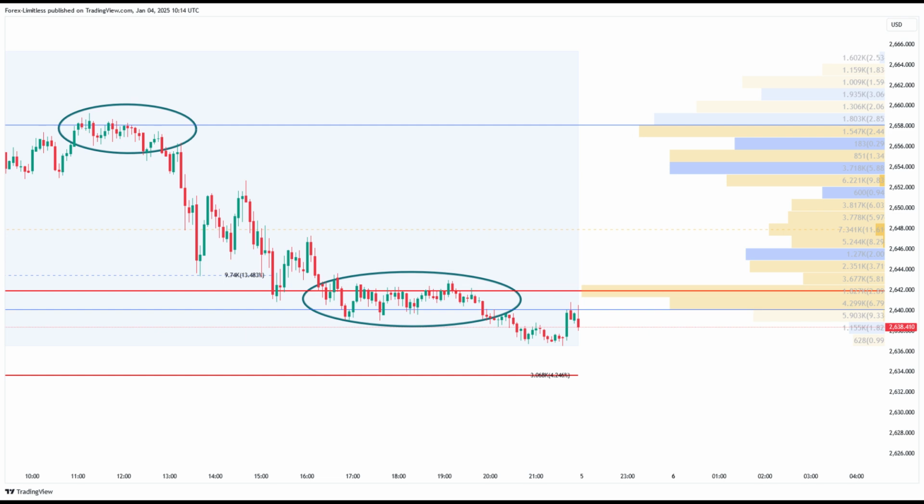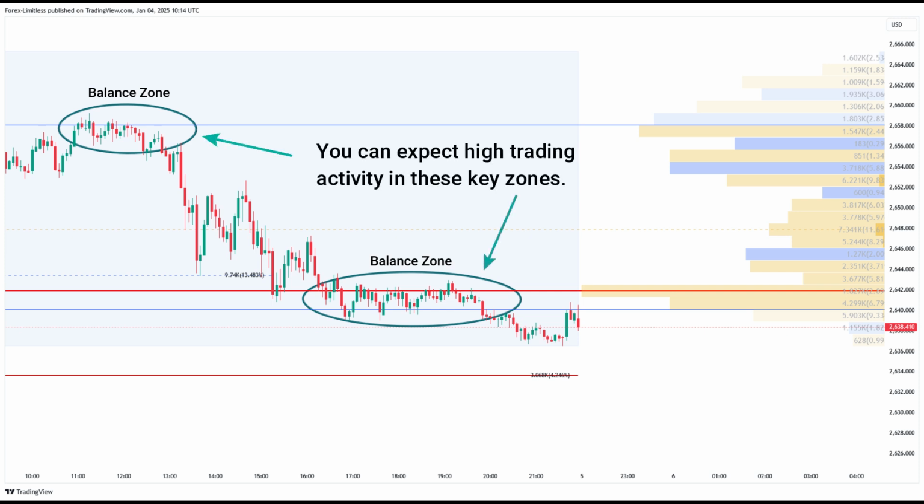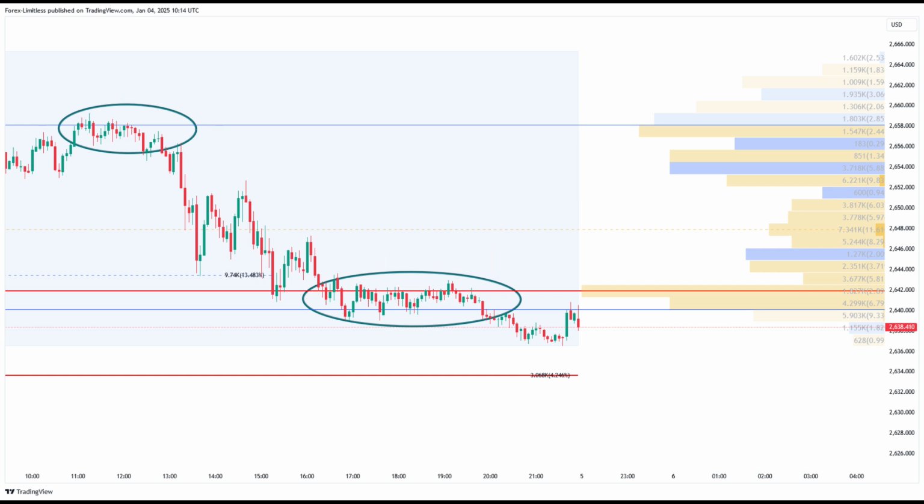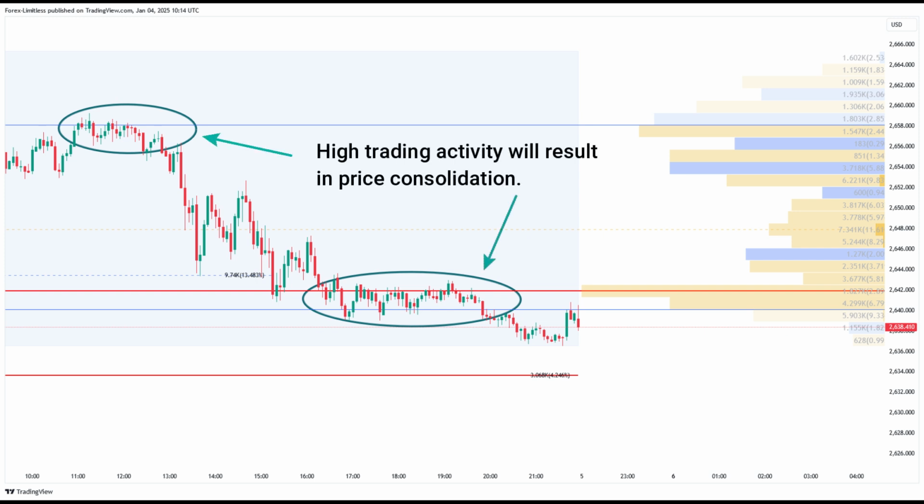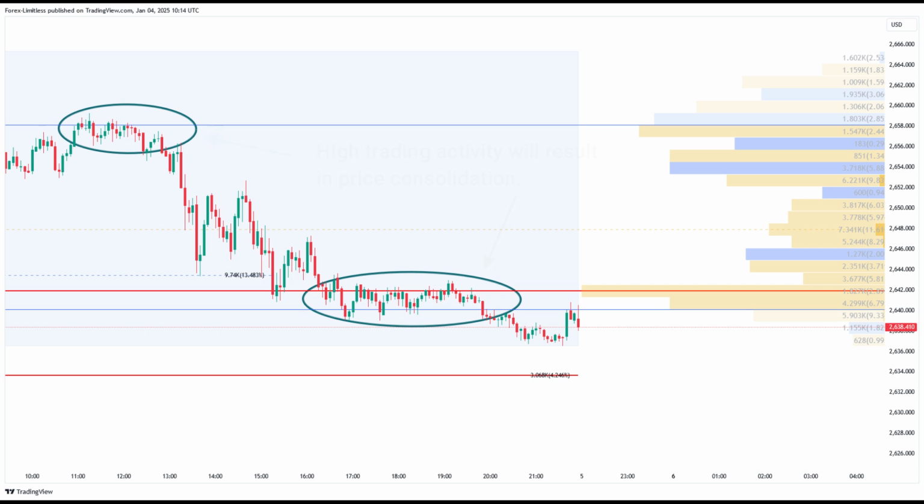High volume areas are also known as balance zones or consensus areas. These are price levels where buyers and sellers have already shown a willingness to conduct transactions. When the price revisits these high volume areas, we can often expect slower price movement, likely resulting in consolidation. This is because the market has already demonstrated a strong interest in these levels, making them areas of price accumulation.